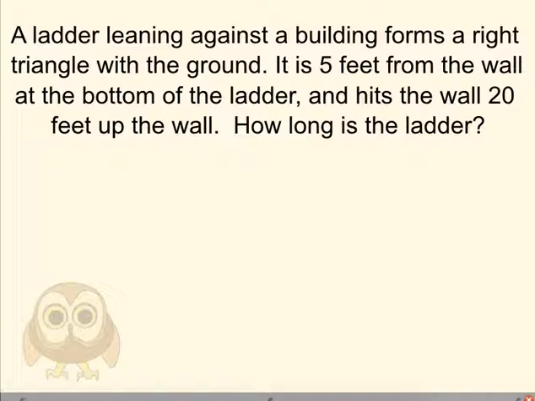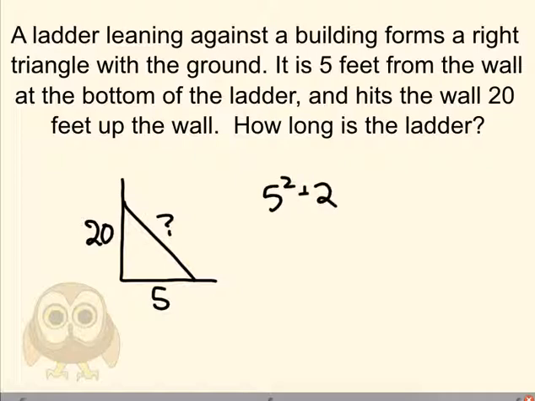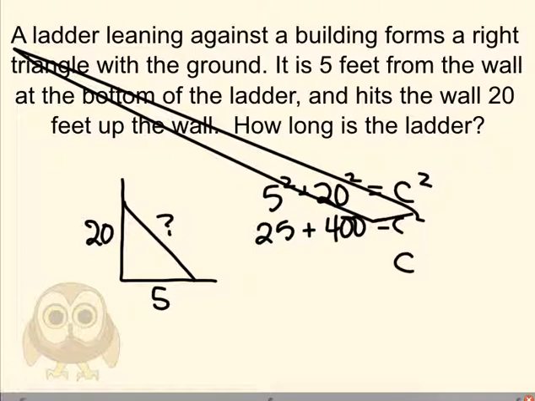Now we can use these to solve some problems. So something like this, a ladder leaning against a building forms a right triangle with the ground. Okay, something like this with that ladder. It's 5 feet from the wall at the bottom of the ladder and hits the wall 20 feet up. How long is the ladder? And we use the Pythagorean theorem to say 5 squared plus 20 squared equals my c squared. So I get 25 plus my 400 equals c squared. So c must be the square root of 425.